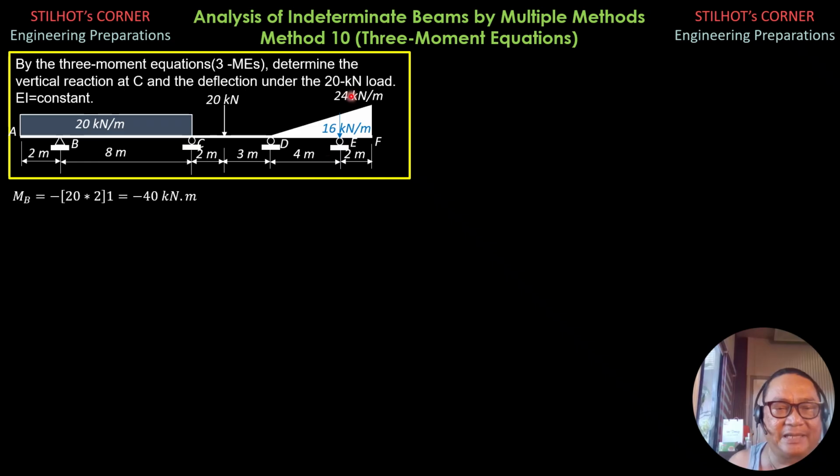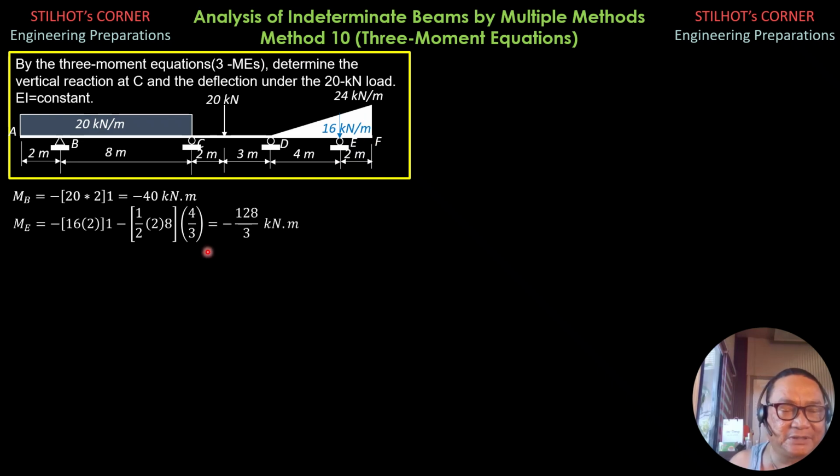While the moment at E is also negative, let's divide the trapezoidal loading into rectangular and triangular. For the rectangular loading, negative 16 times 2 times 1. And for the triangular loading, negative 1/2 of 2 times 8 times 2/3 of 2, which is 4/3. So negative 128 over 3 kilonewton meter.